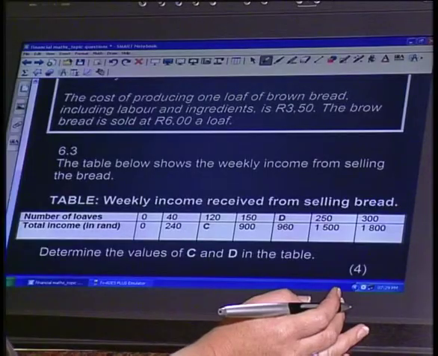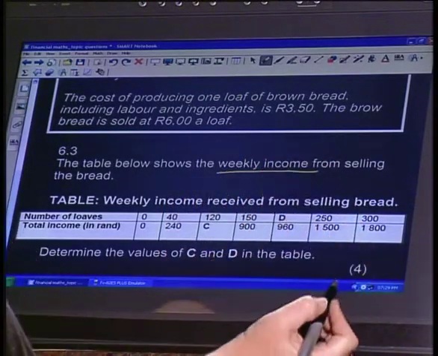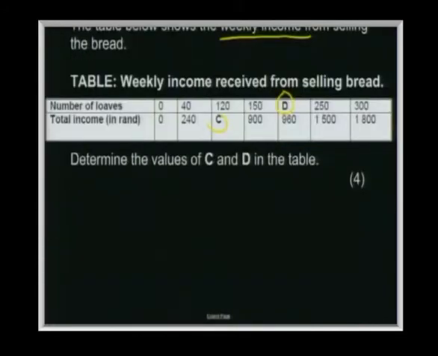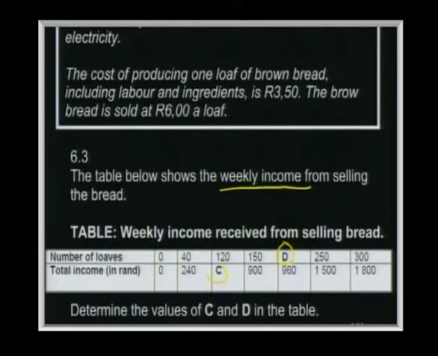Right, let's go on to the next one. The next one is 6.3, and the table below shows the weekly income from selling the bread. So the other one was the expenses, or how much it costs to actually make the bread, and now we're talking about the income, how much money we make when we actually sell the bread. Right, now we have to find out the values of C and D. Very similar to the last questions, except you'll notice that this is related to how much we sold the bread for. And if we look back here, we sold it for 6 Rand per loaf.